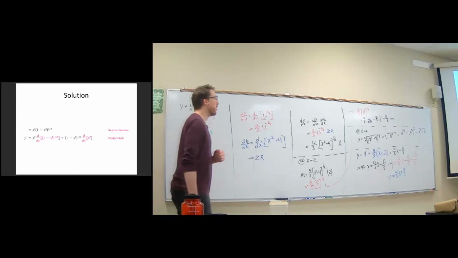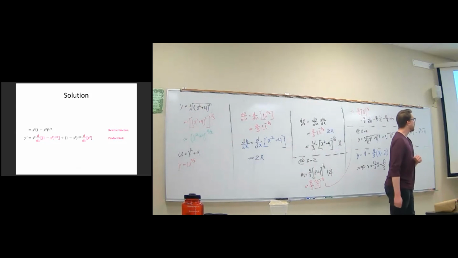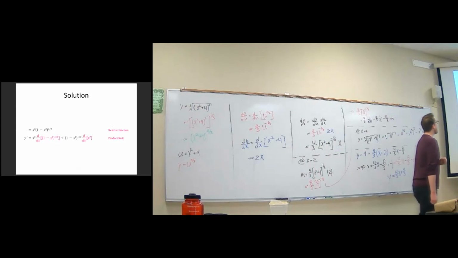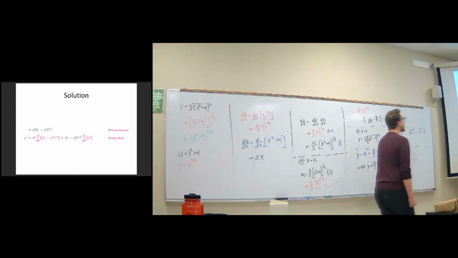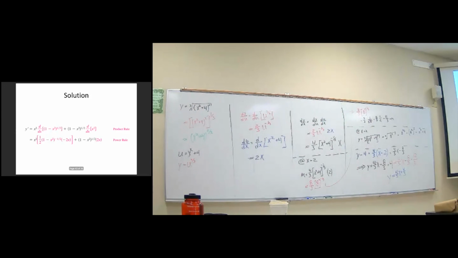So here, we're going to apply the product rule. Then we're going to say, hey, this thing requires chain rule. This thing, nothing other than the simple power rule. Make sense?